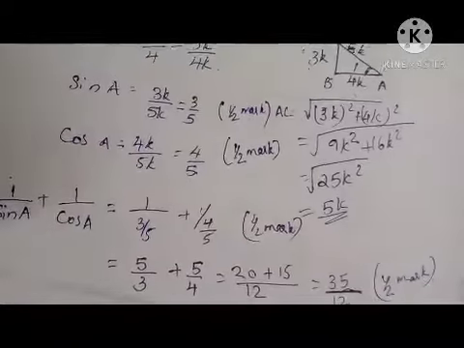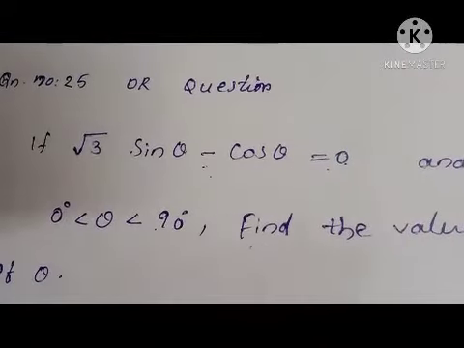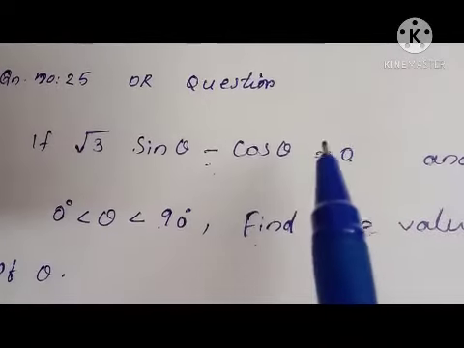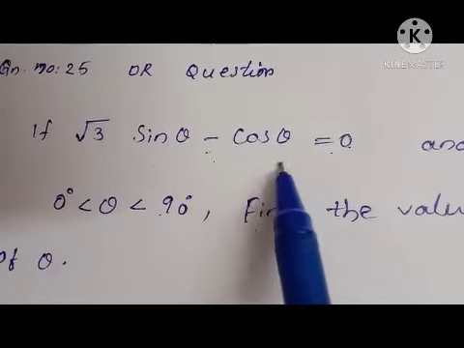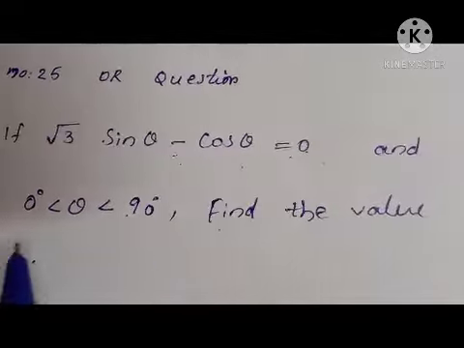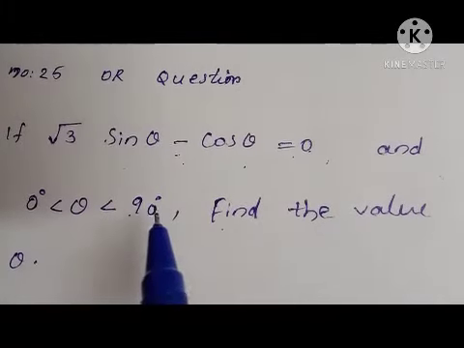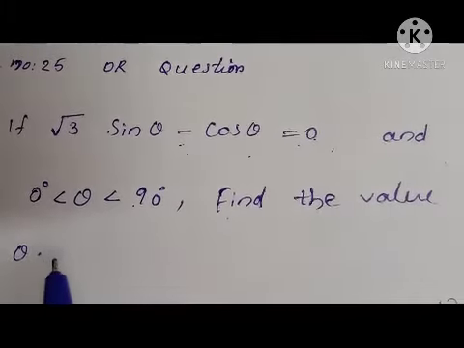This is the mark distribution. I already told you that question number 25 has an OR question too. This is the OR question. If root 3 sin theta minus cos theta equals 0 and 0 degree less than theta less than 90 degree, find the value of theta.